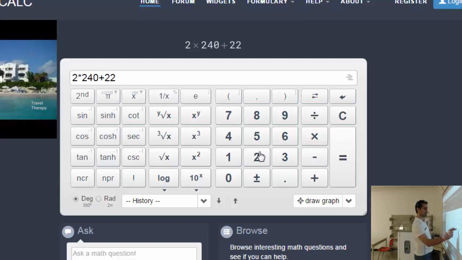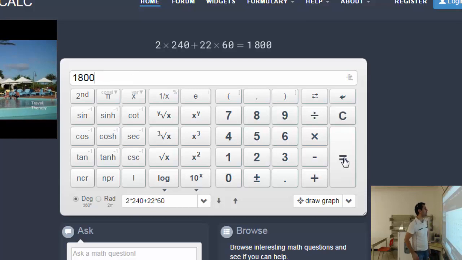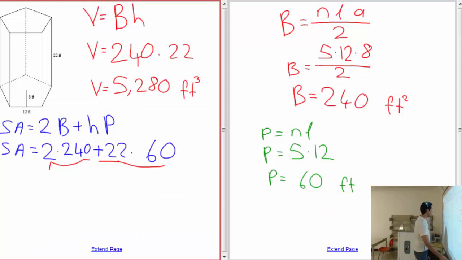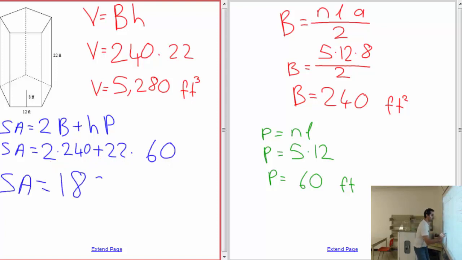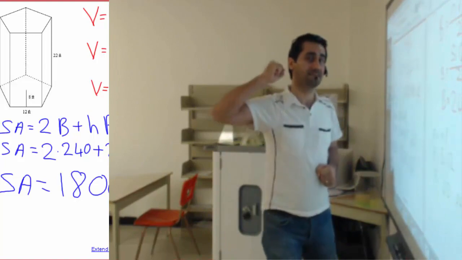Whatever number I get from this will be a perfect answer, 1800. So let's go back. I'm going to write down surface area equals 1800 feet. This is the area we are talking about, square. You are done. Let's practice.